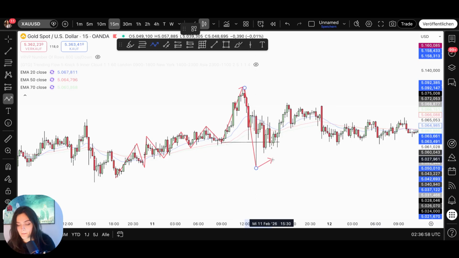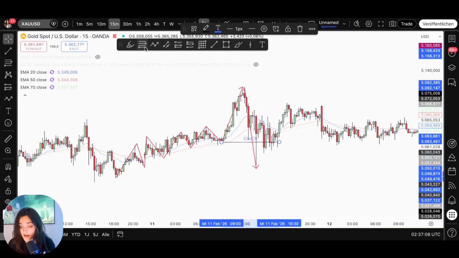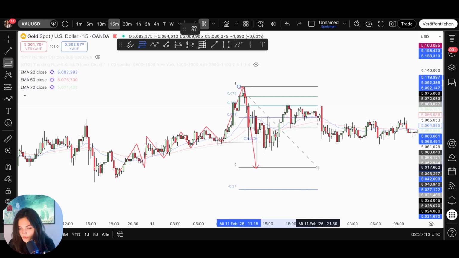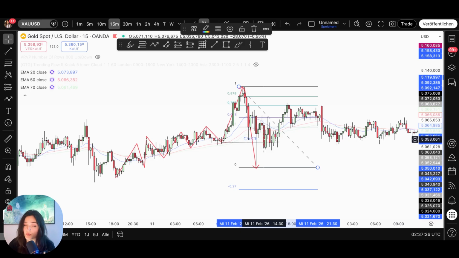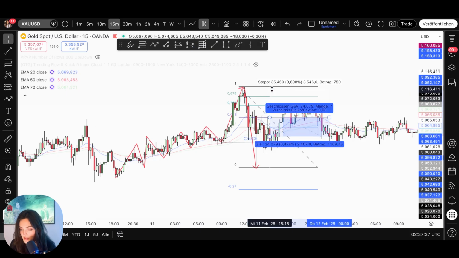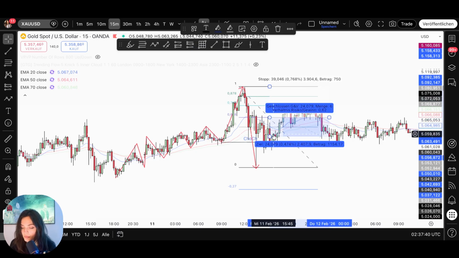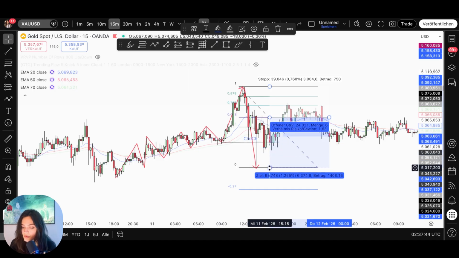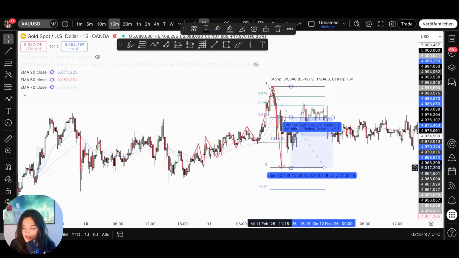Now that we have our main impulse, which gave us our change of character, we take our Fibonacci tool from the last high to the current low. Okay, what we want to do is we want to put our entry preferably at the 0.618 level. So we would enter a short position on the 0.618 level. We would put our stop loss at the last high, and we would put our first target at the last low. So this one would be at least a 1.6 risk to reward.